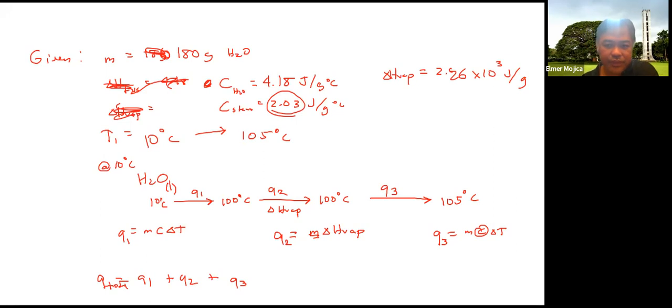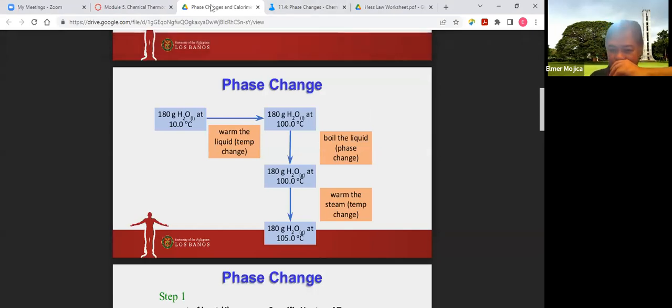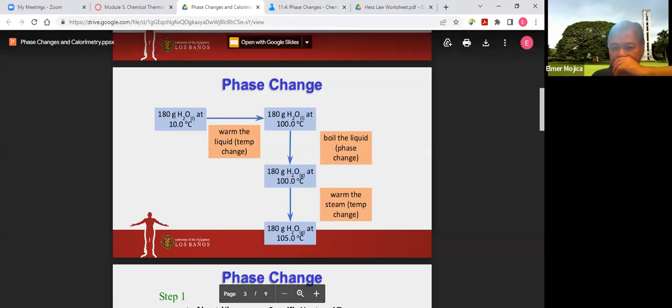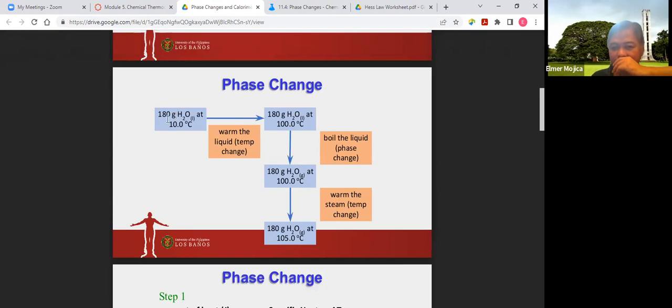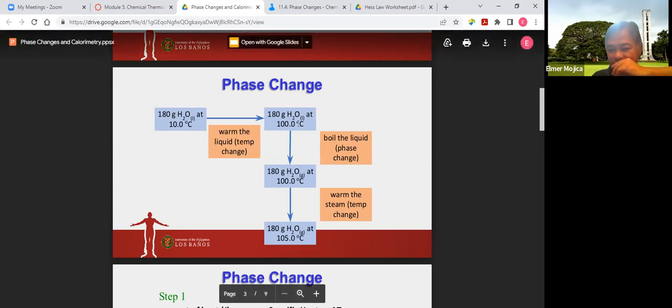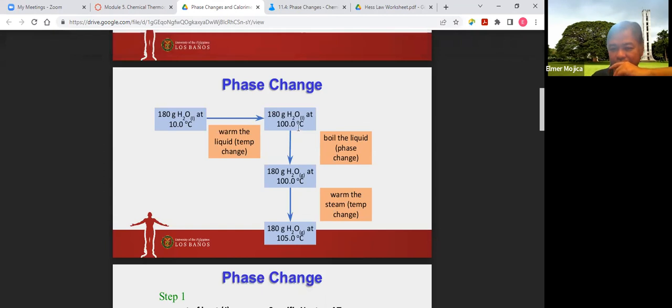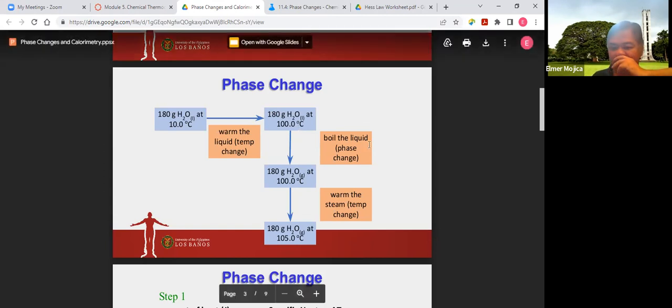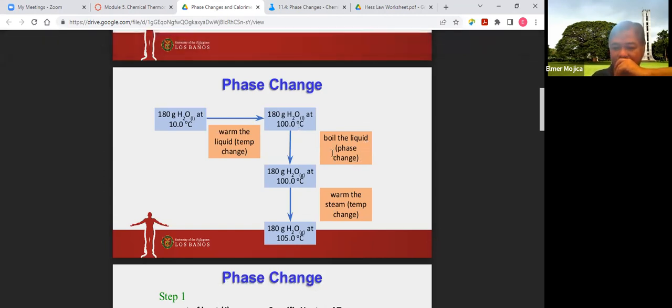So, ibabalik ko ulit dito. So if you're going to look at those, yung ginawa ko, ito din yun. So 180 grams of water warming from 10 to 100 degrees Celsius. And then at 100 degrees Celsius, you boil it. Okay. And then after 100 degrees Celsius, when it becomes gas, you warm it again to 105.